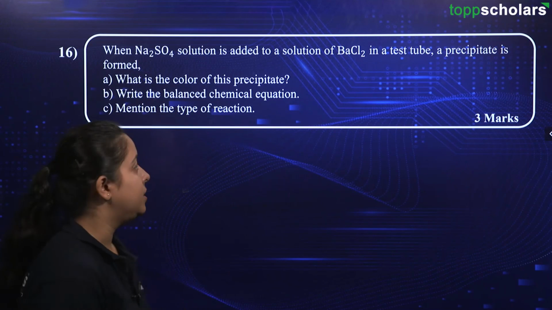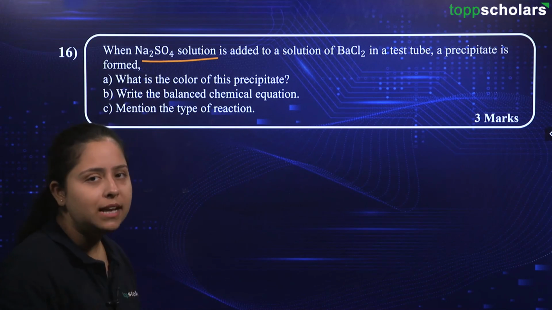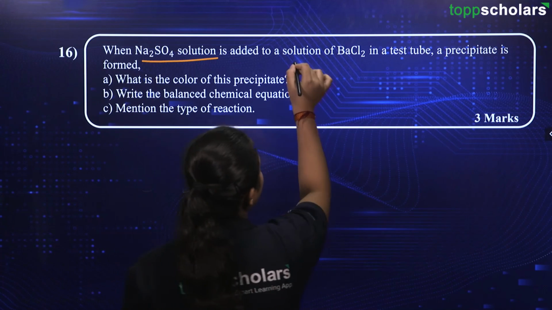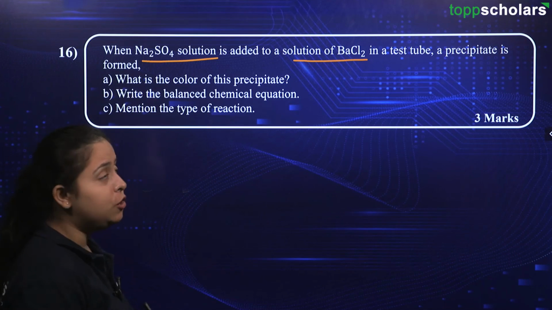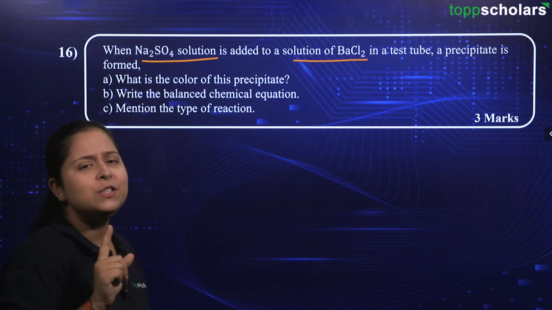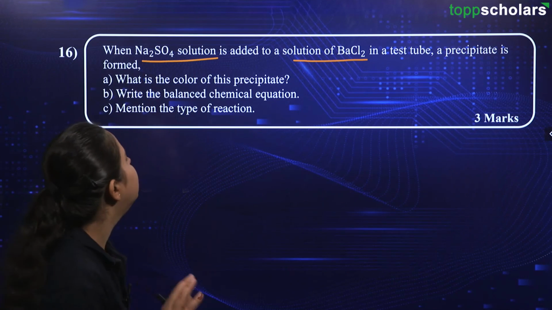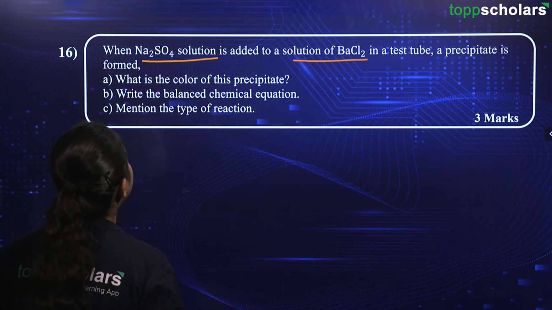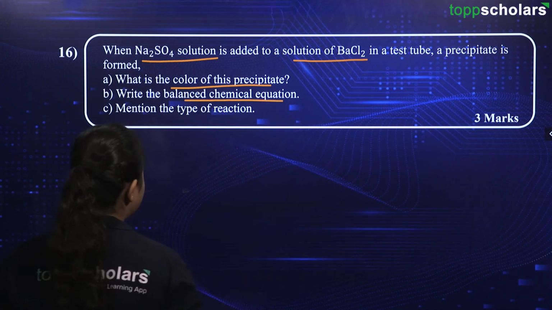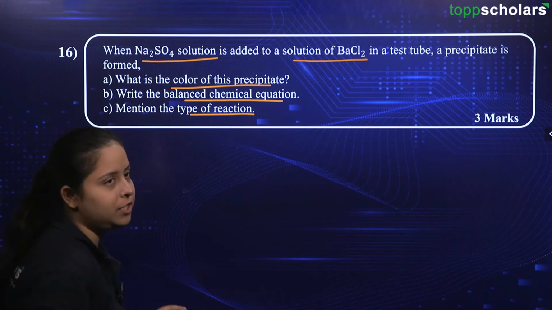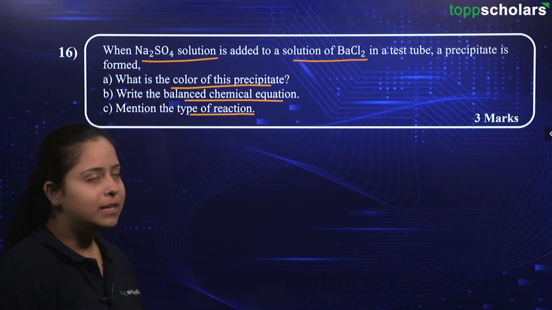Here is the next question. The question says when Na2SO4, that means sodium sulfate, solution is added to a solution of BaCl2, that is barium chloride, in a test tube, a precipitate is formed. So we can take a point from here that this is a precipitation reaction, right? But let us come back to the question. It says us what is the color of this precipitate? Write the balanced chemical equation and mention the type of reaction. These are the things that we need to answer to gain 3 marks from this question.